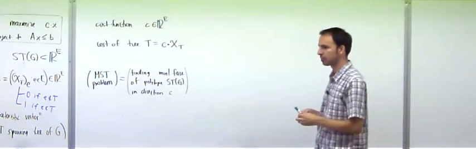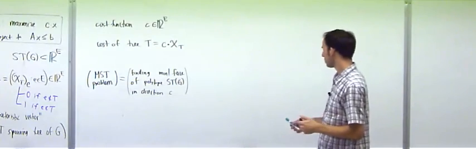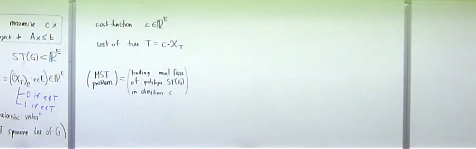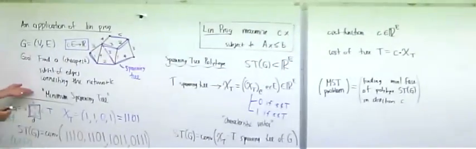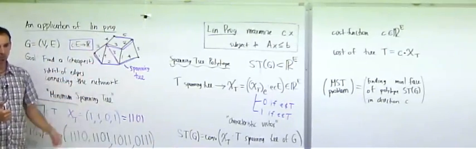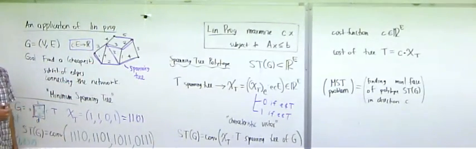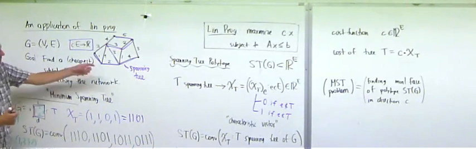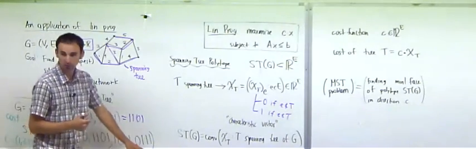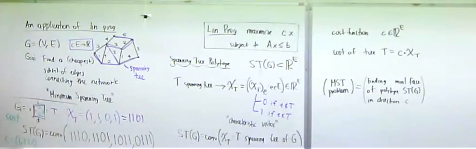So let me say this again. The minimum spanning tree problem is asking me to find out of all the spanning trees, what is the one of minimal cost? Okay? But then what I'm saying is that the spanning trees correspond precisely to the vertices of the polytope, because for each spanning tree, I built a vertex.